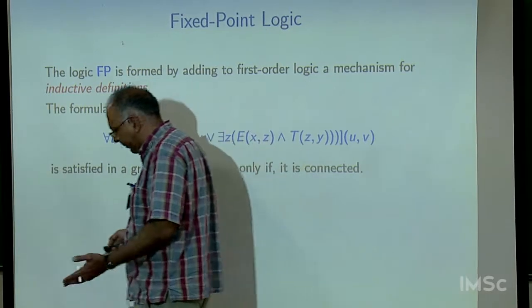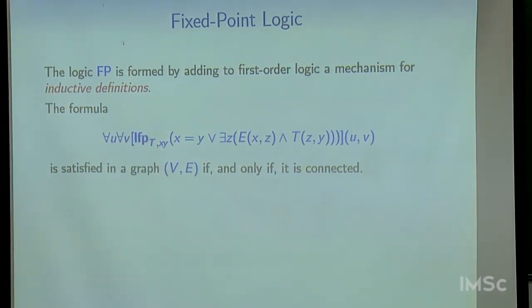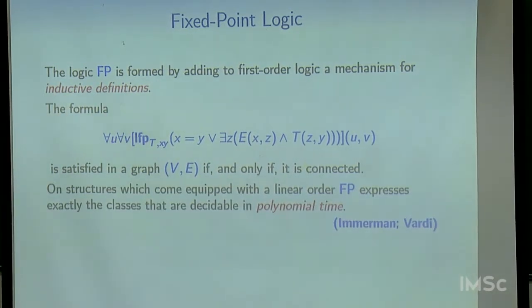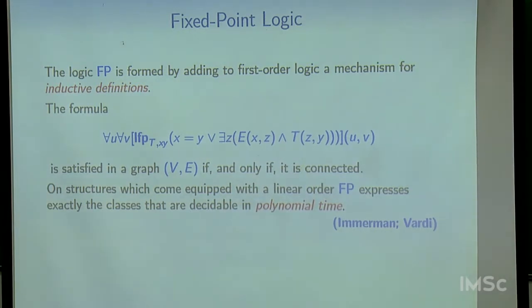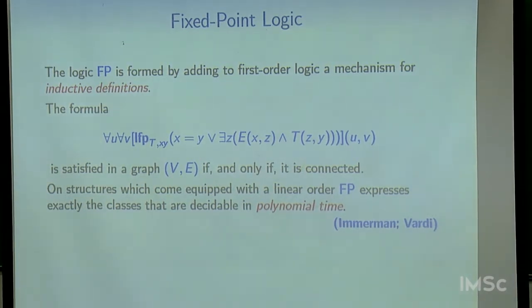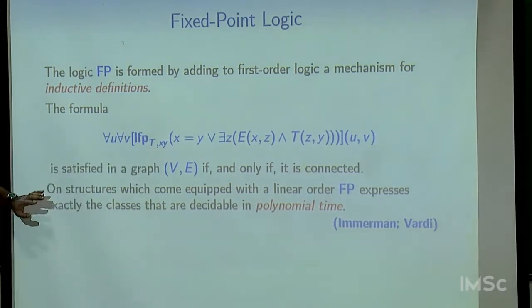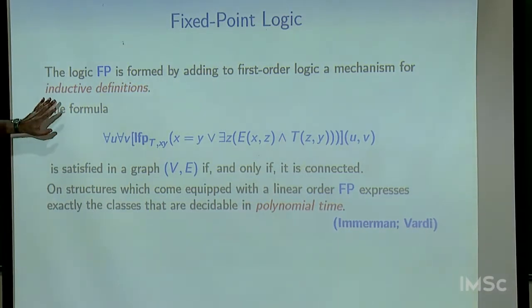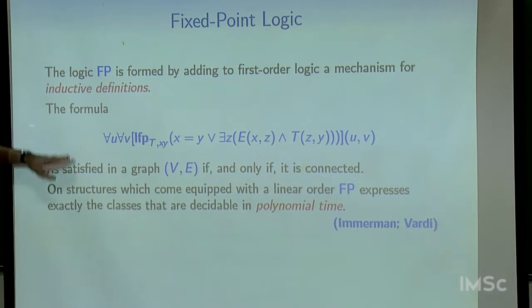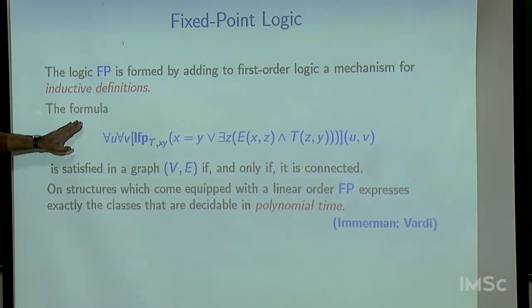We throw it into the logic. What can we say now? Old theorem, going back more than 30 years now, independently proved by Immerman and Vardi, is that if you restrict yourself to structures where the vertices are a linear order, so we have a linear order on the elements which we can use in here, then everything in polynomial time is expressible. The other direction, that everything you can express is in polynomial time, is actually much easier.